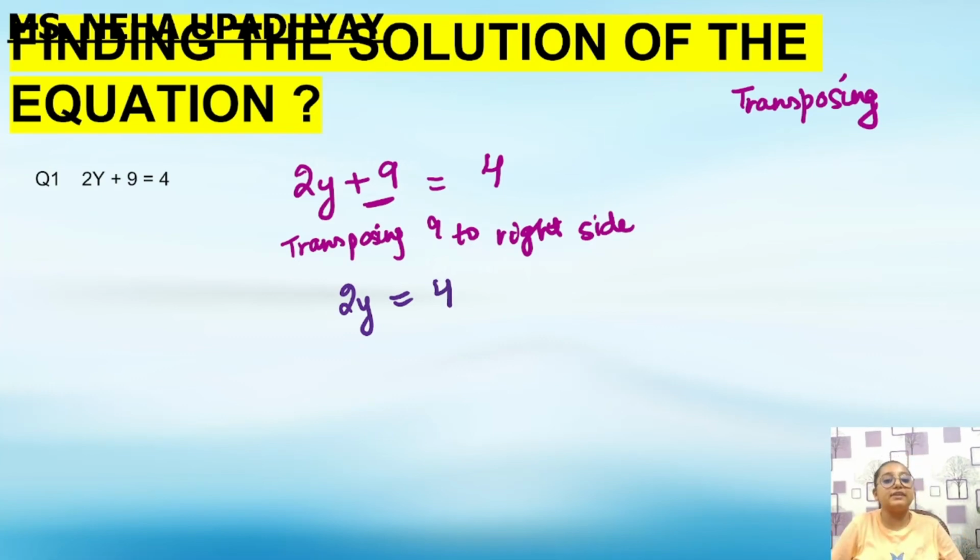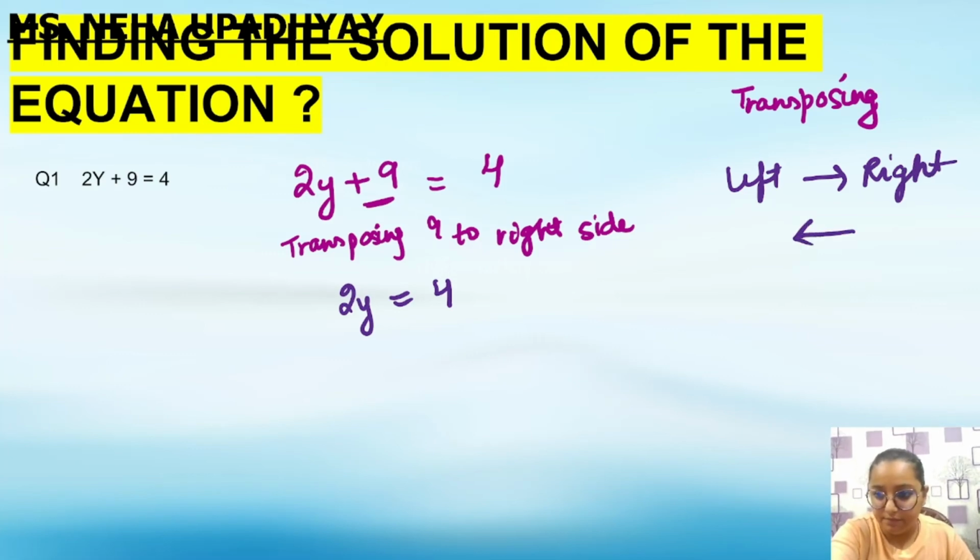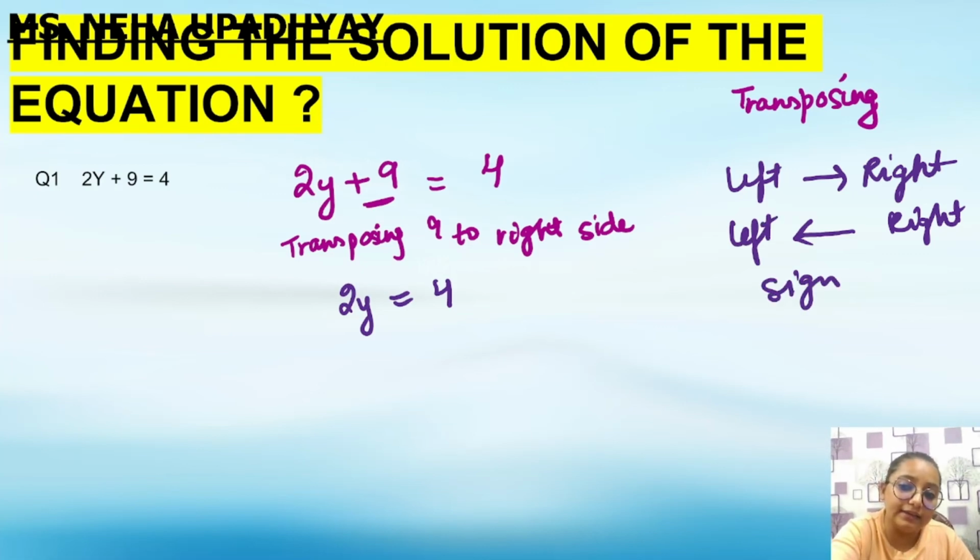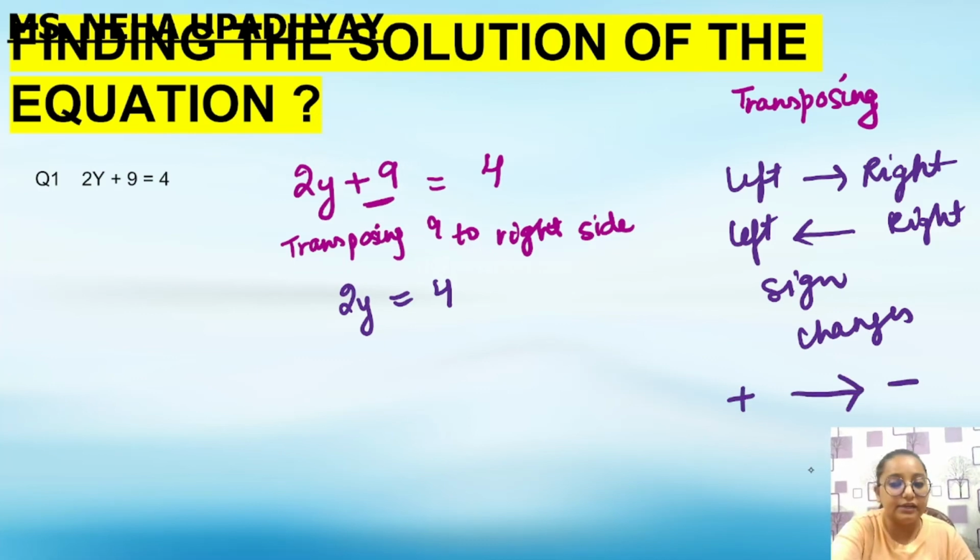What will happen to the sign? It will change. So whenever we transpose any number from left to right or right to left, what happens? Sign changes. It means if it is positive on the left side, on the right side it will become negative. If it is negative on the left side, on the other side it will become positive, and vice versa. Okay, this is clear.